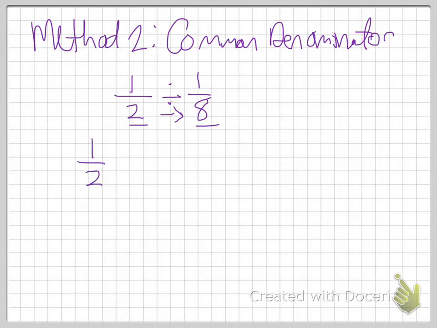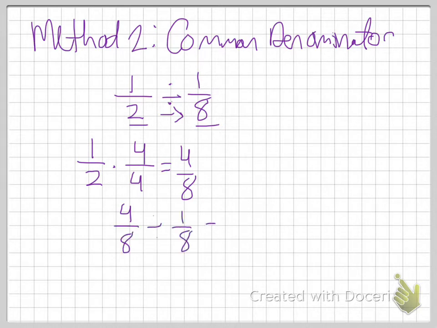So that would mean I need to multiply my 1/2 by 4/4. I would get 4/8. And now I'm doing 4/8 divided by 1/8. And when I divide, I can just go straight across. 4 divided by 1 is equal to 4, and 8 divided by 8 is equal to 1, and I get my answer of 4.